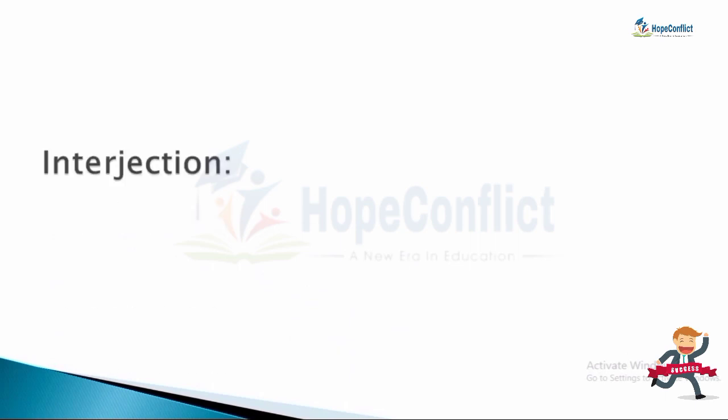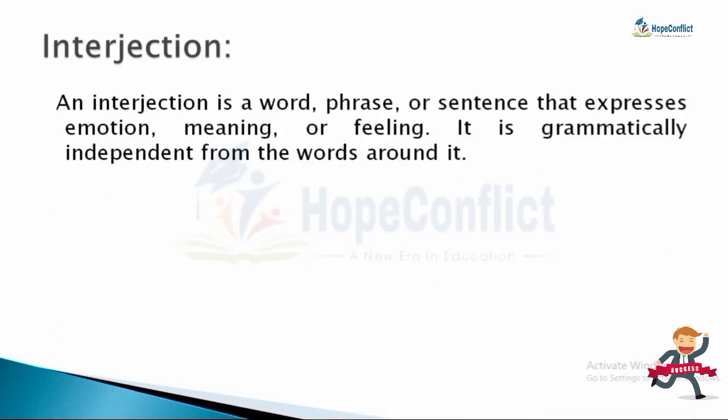Now let's move on. Let's see what is interjection. An interjection is a word or a phrase or a sentence that expresses emotions, feelings and meaning. It is grammatically independent from the words around it. So what is interjection? Any word that shows your emotion, meaning or feelings is known as your interjection itself. And another thing, it is grammatically independent from the words around it. You will understand what it actually means when you learn complete English.